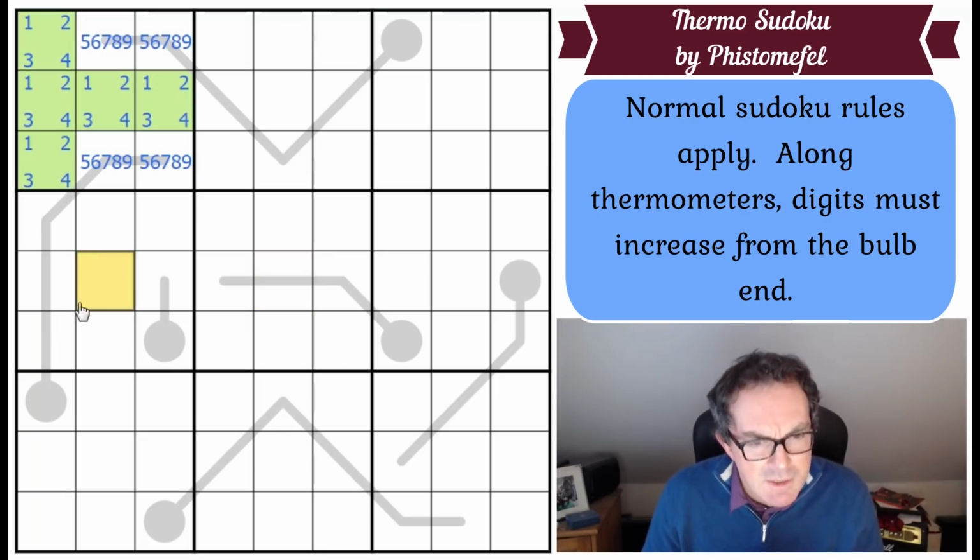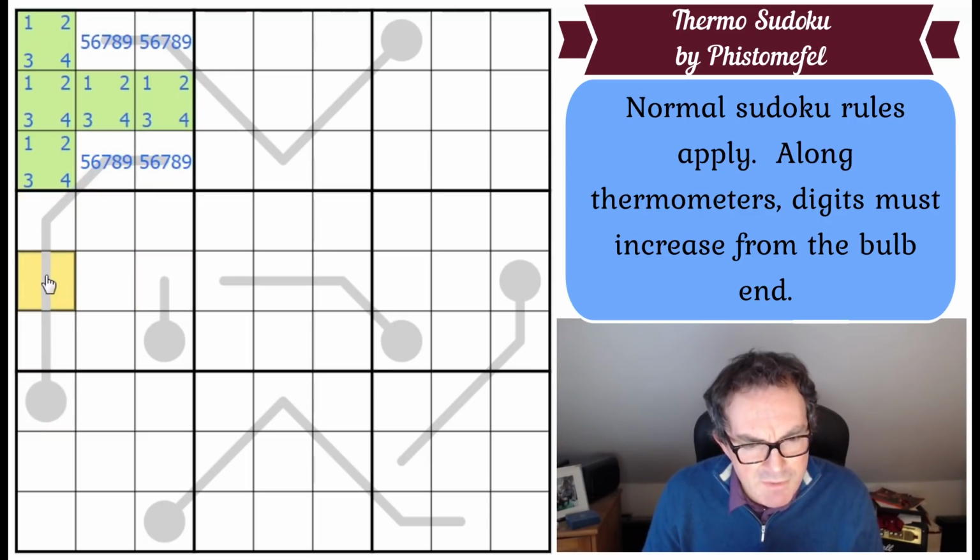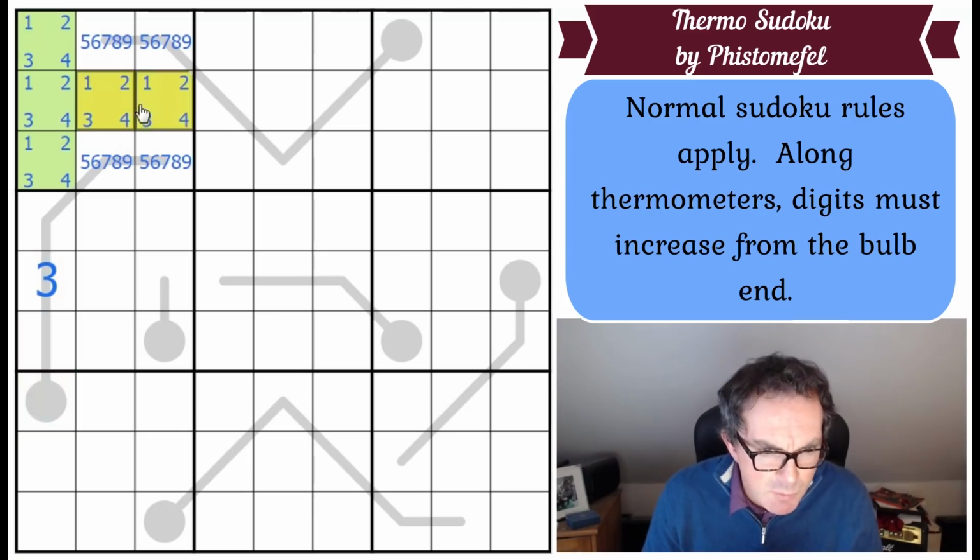Yeah, so this thermometer here is a little bit constrained. If we make this cell a 3, that breaks box 1. Because if this is a 3, you've got 1, 2, 3 at the start of the thermometer, and then you have to put 1, 2, and 3 into this domino. Well, you can't do that. So this can't be a 3.